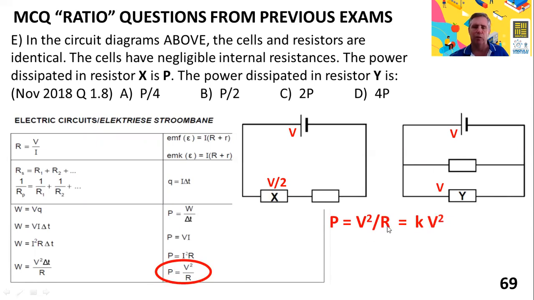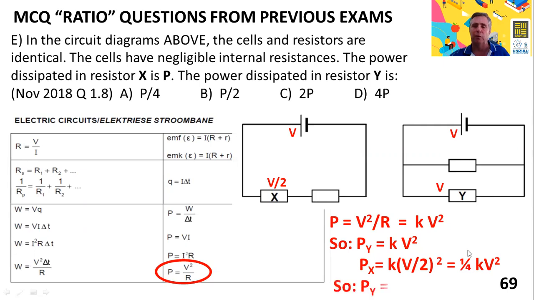Because R is a constant, you might as well say power is equal to constant times V squared. So power depends on V squared. So we already expect that the power in resistor Y is going to be greater than this one here. So just substituting in, the power dissipated in Y is K times V squared, and the power in X is K times half of V squared. When you square it, it's a quarter of KV squared.